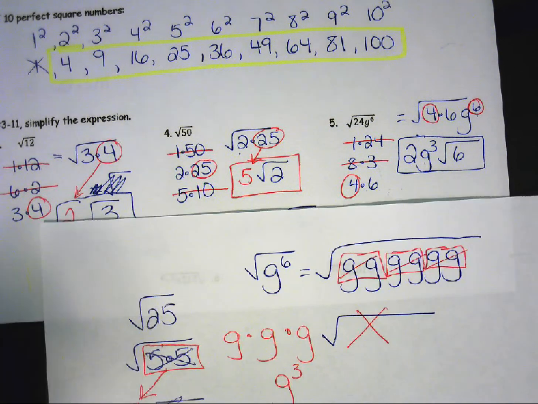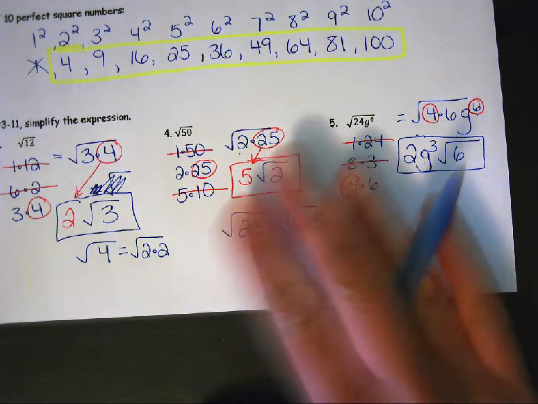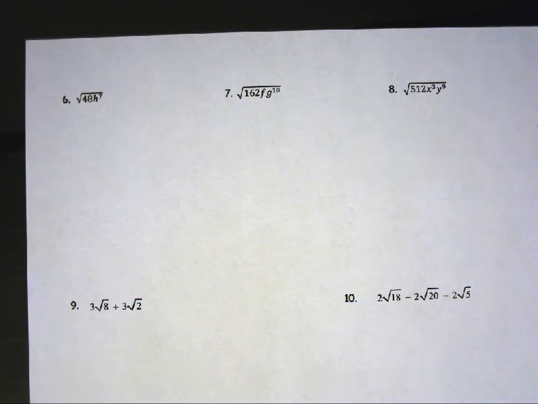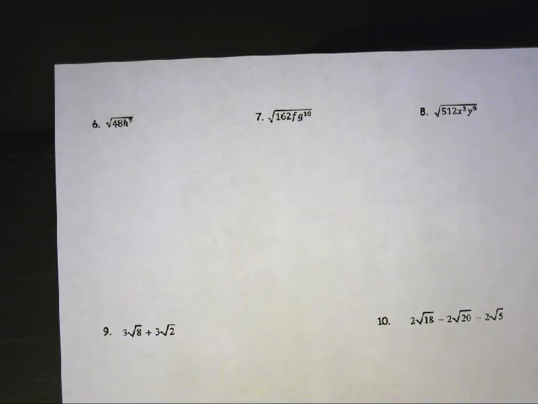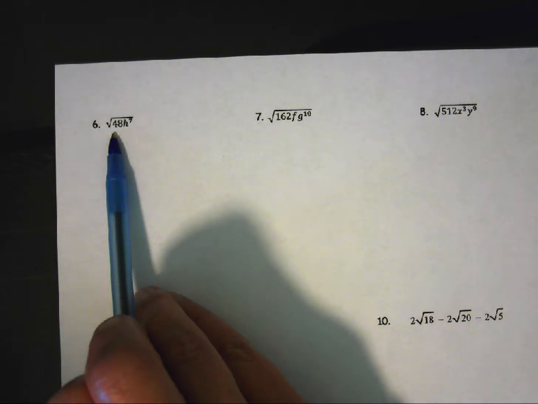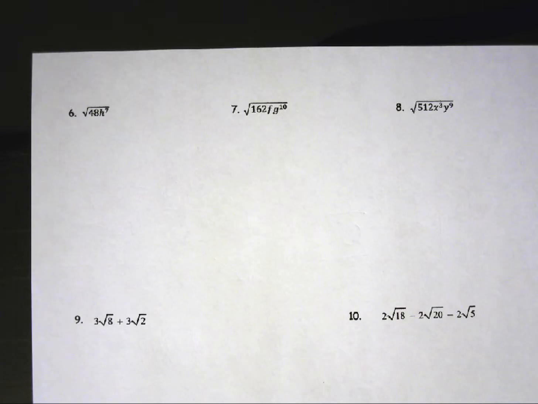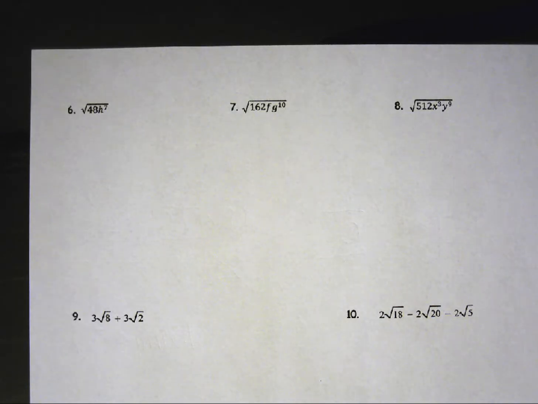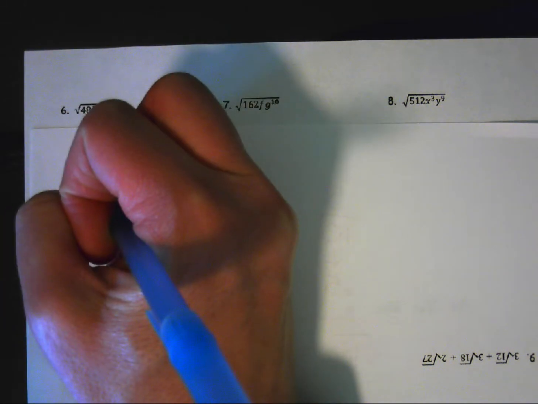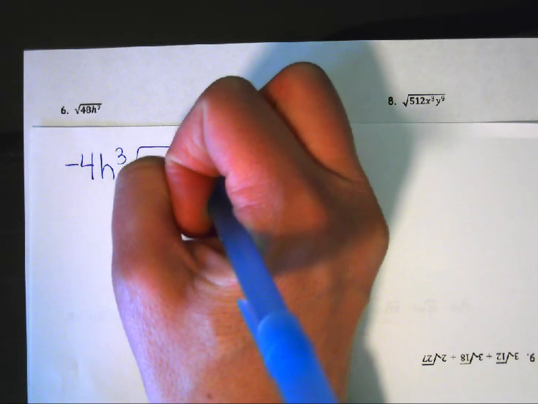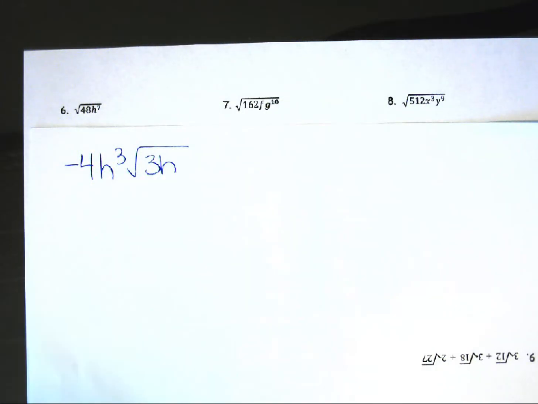Okay? Now notice we only have 11 problems to try, but I definitely think I would like you to try one on your own. So if you can't see this very well, it's 48h to the 7th. So go ahead and give that one a try. Now, let me tell you the answer because I personally think this one's a little tricky. So the correct answer to this one is -4h cubed over 3h. That would be the correct answer. Anything else would get marked down.